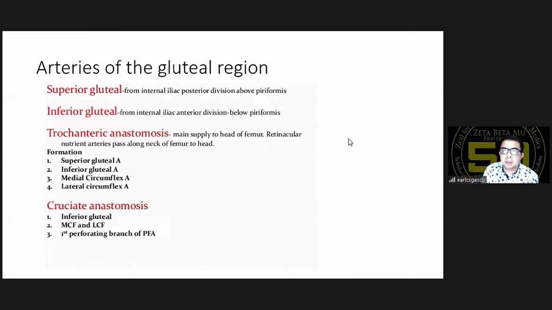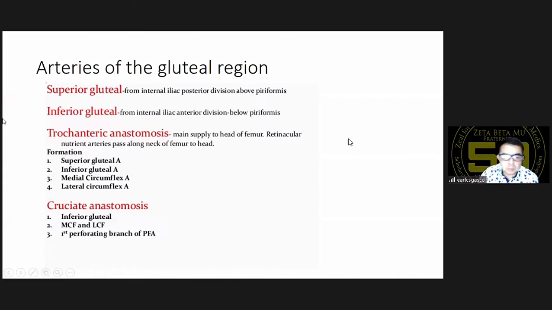Arteries of the gluteal region. First, we have your superior gluteal artery. We have your inferior gluteal artery and the two anastomoses, the trochanteric and the cruciate anastomosis. The superior gluteal artery comes from the internal iliac artery, posterior division, above the piriformis. And the inferior gluteal artery comes from the internal iliac artery, anterior division, and passes below the piriformis.